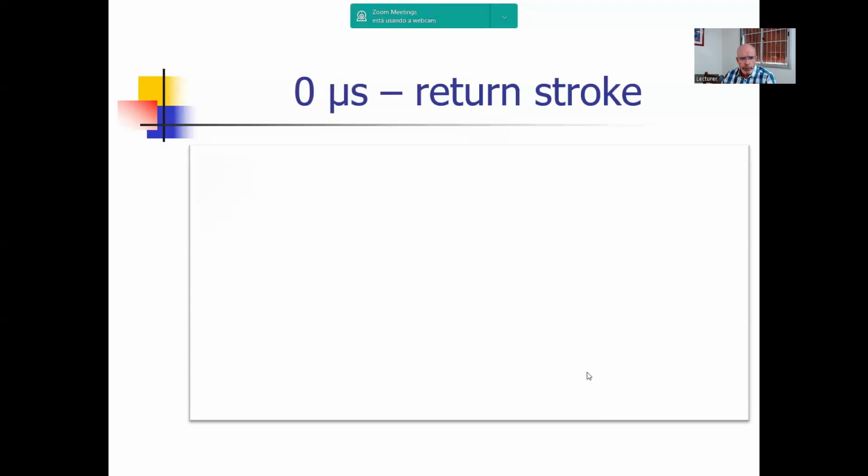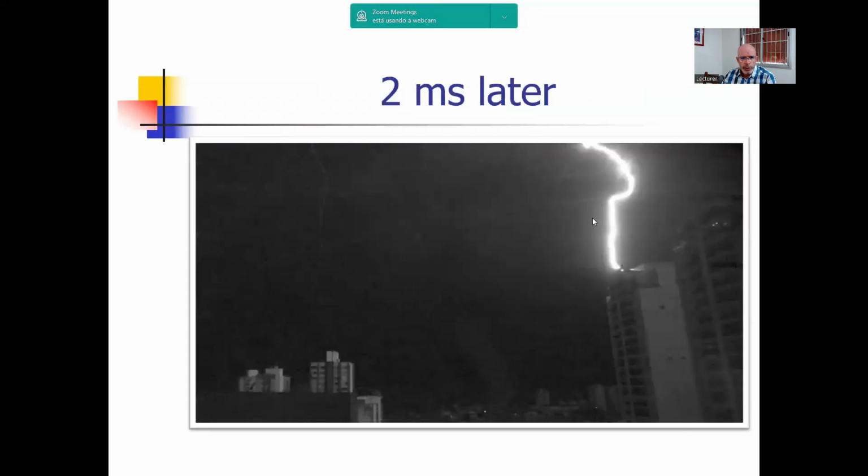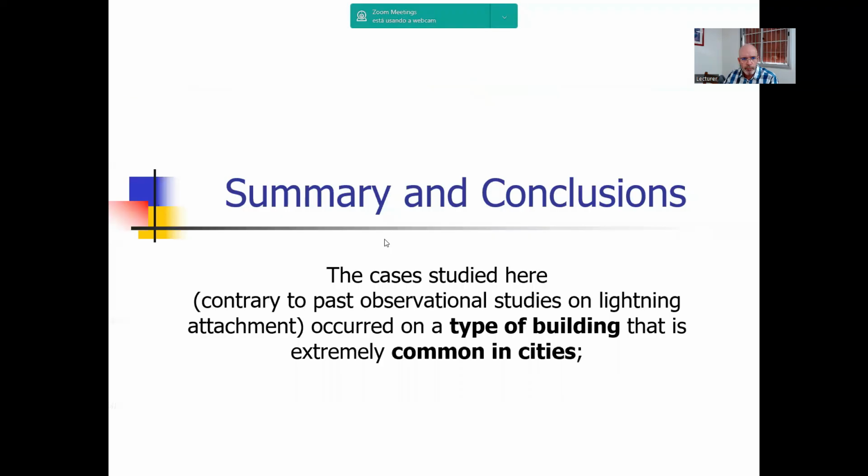This is the return stroke. This is 2 milliseconds after the return stroke. You see that the lightning flash attached to this building, not to this one. And it is very interesting to know that it didn't attach to the lightning rod system. Instead, the lightning struck the tip of the chimney of a pizza oven.